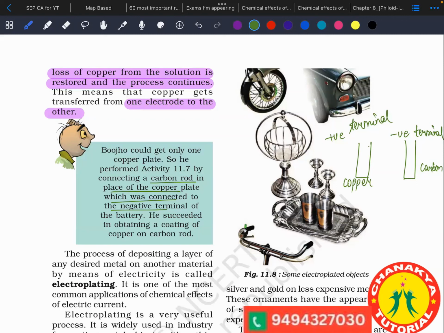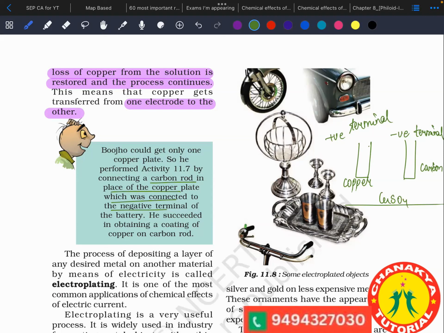This is what we have done after performing the earlier activity. So what will happen? The solution is the same. The solution is of copper sulfate, CuSO4. Can someone tell me what will happen? So copper will get deposited on the carbon rod. Yes.